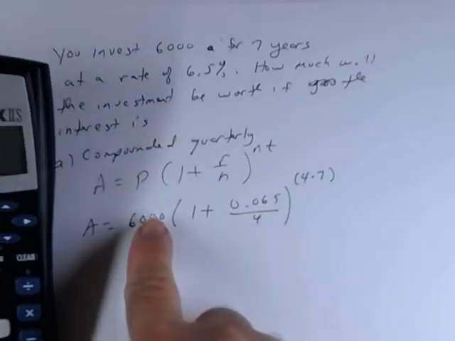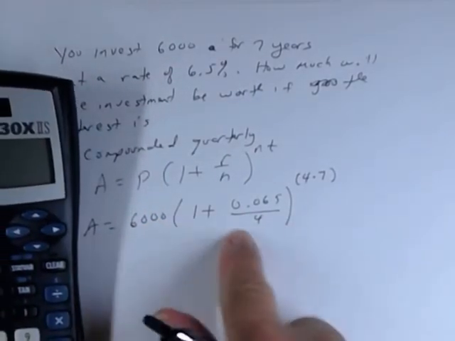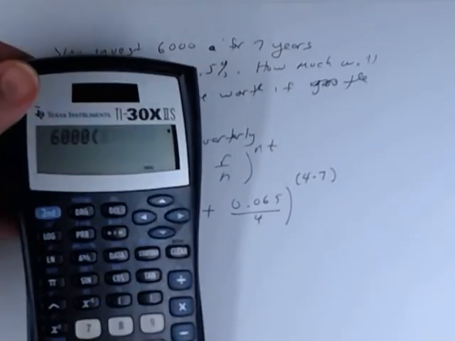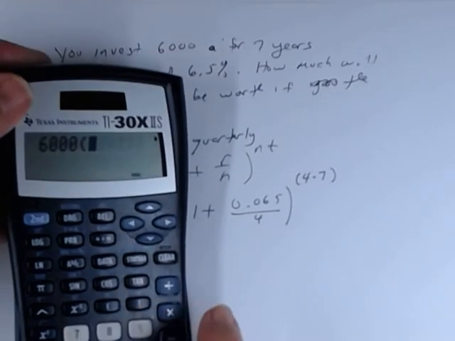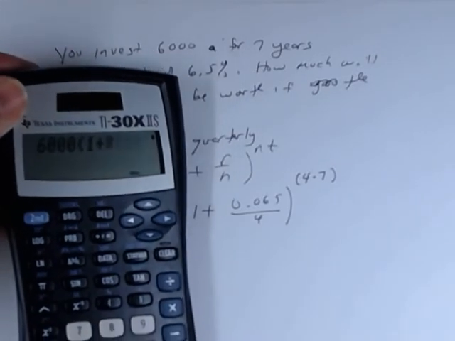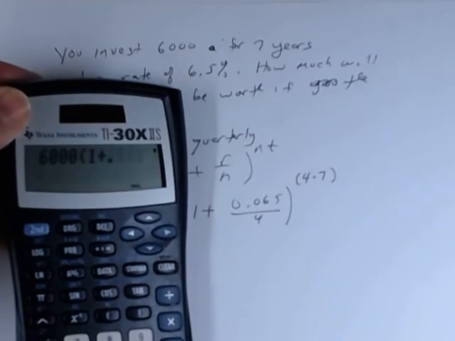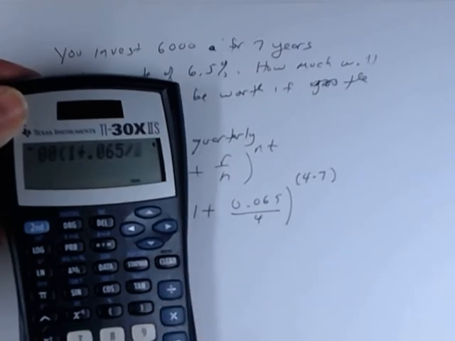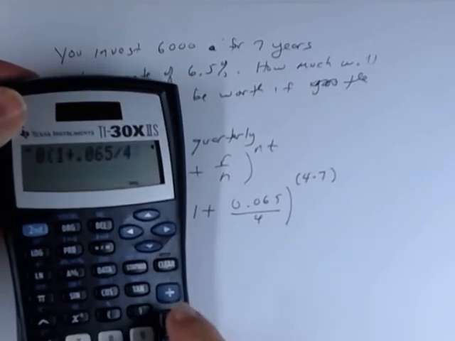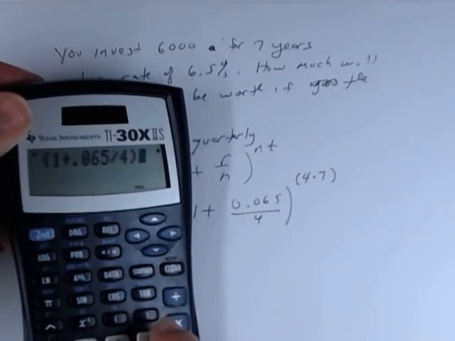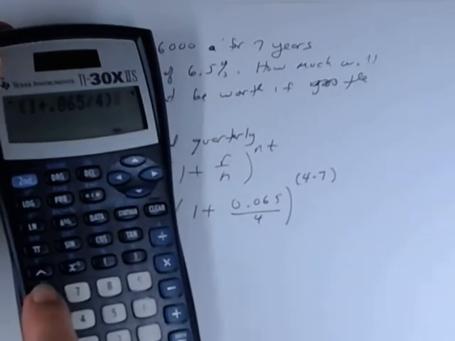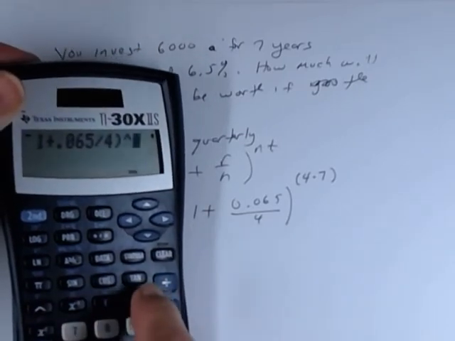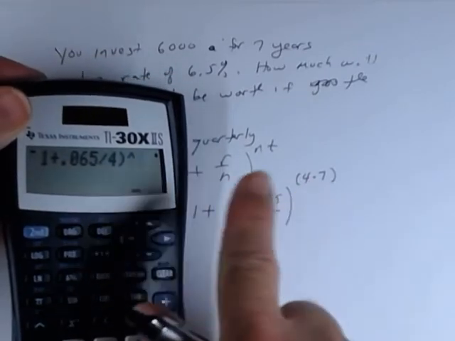So on your calculator, just type in what you see. So you say 6,000, and then open parentheses. And then what do I type next? 1 plus 0.065, is that correct? Divide by 4. What do I type in next? Parentheses. What do I do next? Raised to. So that's this caret right here. All right. And then what do I type in next?